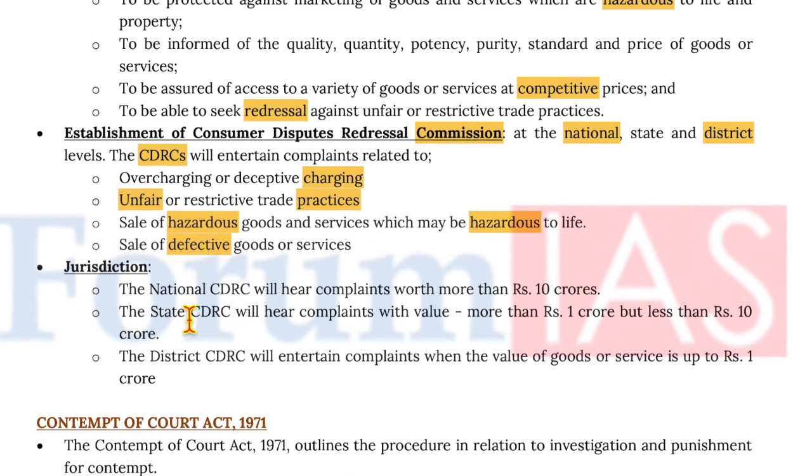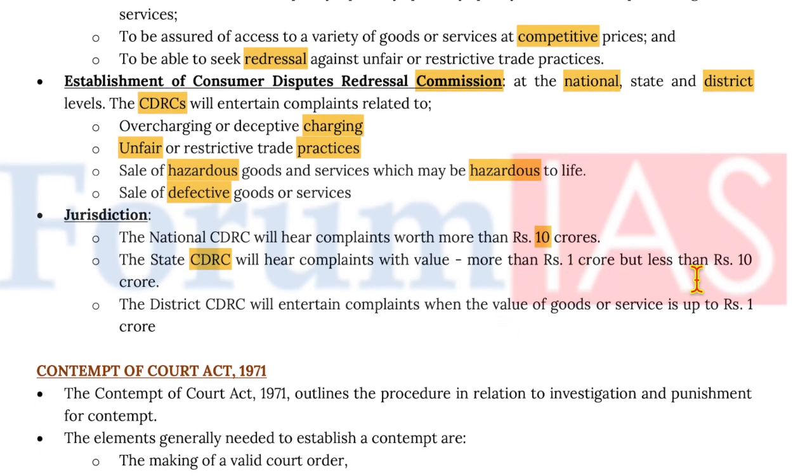Now, the jurisdiction: the national CDRC will hear complaints worth more than 10 crore, the state CDRC will hear complaints valued at more than 1 crore but less than 10 crore, and the district CDRCs will entertain complaints when the value of goods or services is up to 1 crore rupees.